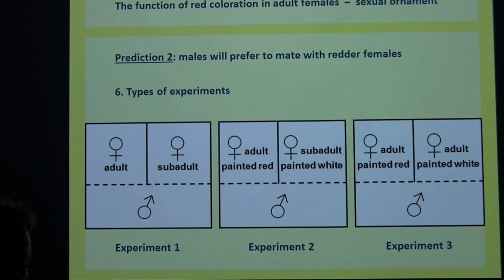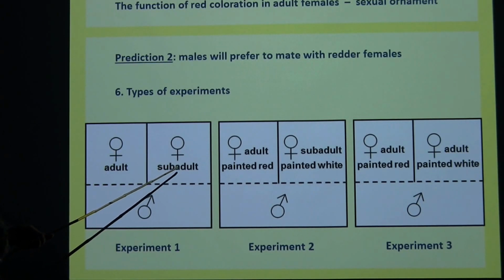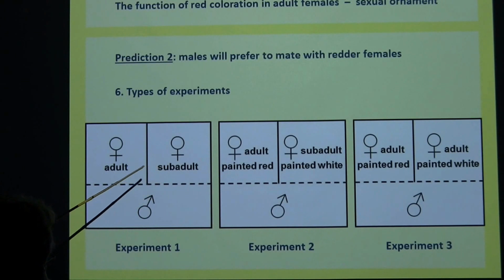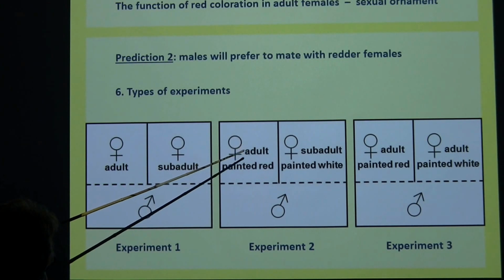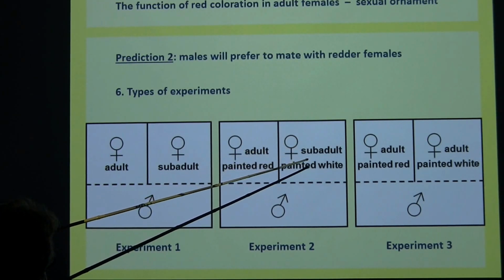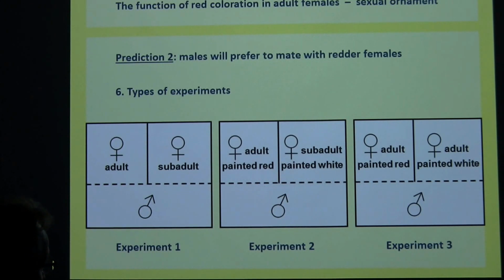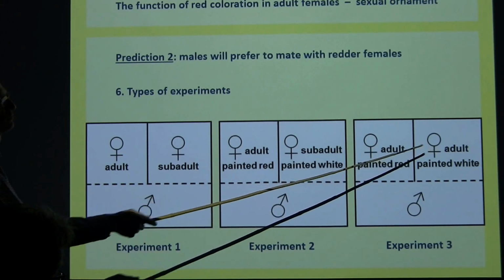We did 3 experiments. In experiment 1, males were offered 2 females, one of them adult and the other sub-adult, both with their natural coloration. All sub-adult females showed red coloration, but all adult females had already lost the red color and they were white. In the second experiment, we reversed the natural coloration. Adult females were painted red and sub-adult females were painted white. Finally, in experiment 3, males were offered 2 adult females. One of them painted red and the other painted white.